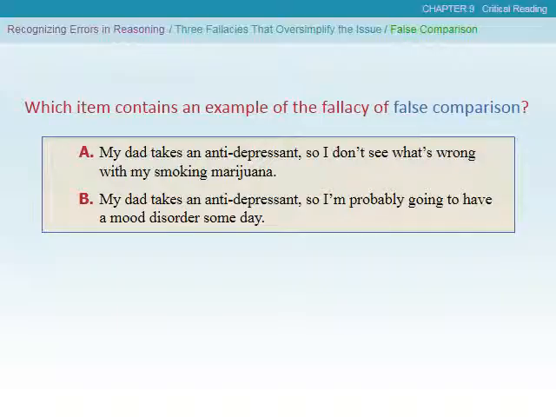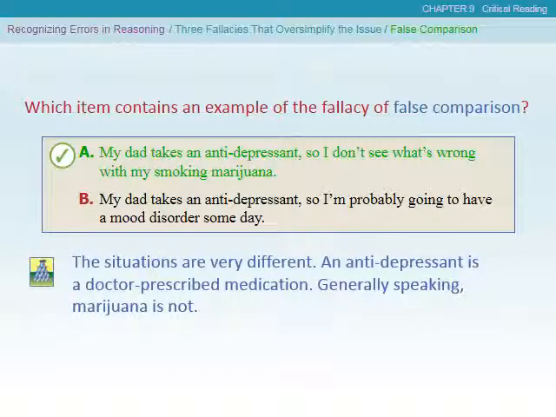So, my dad takes an antidepressant, so I don't see what's wrong with my smoking marijuana. Or: my dad takes an antidepressant, so I'm probably going to have a mood disorder someday. All right. So the first one is a false comparison. What it's comparing is an antidepressant and marijuana, but the two things aren't the same. An antidepressant is a legal, doctor-prescribed medication. In most places in the US still, marijuana is not. It's still an illegal drug. So they're more different than the same.